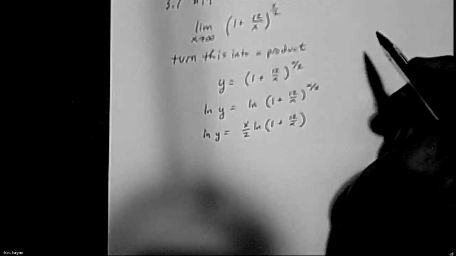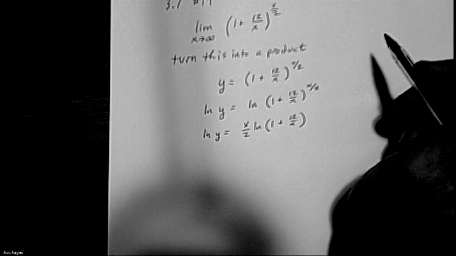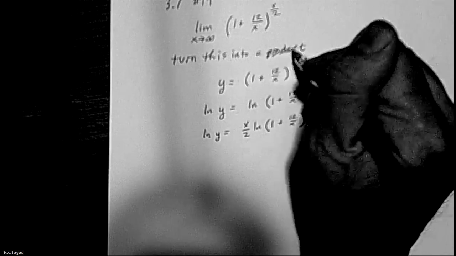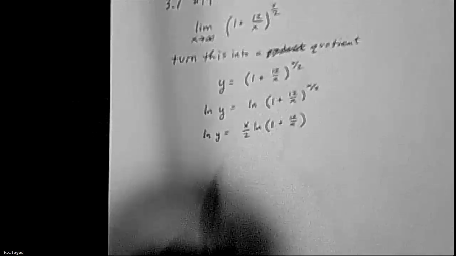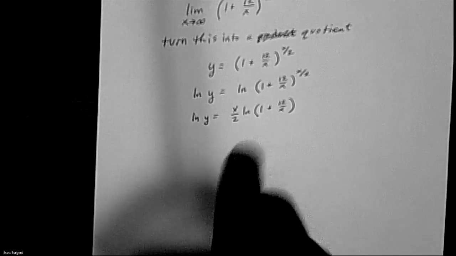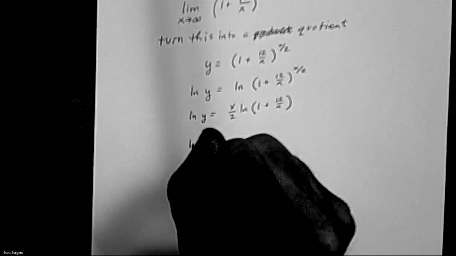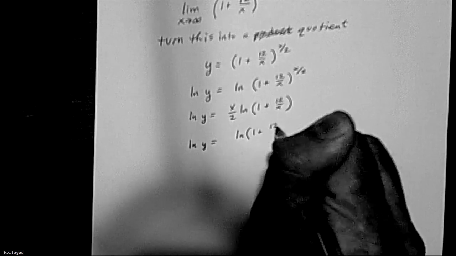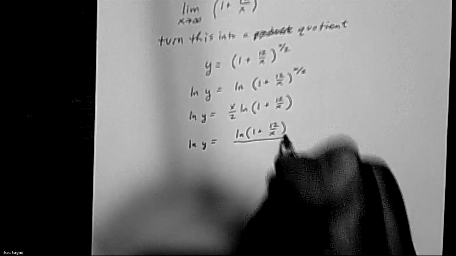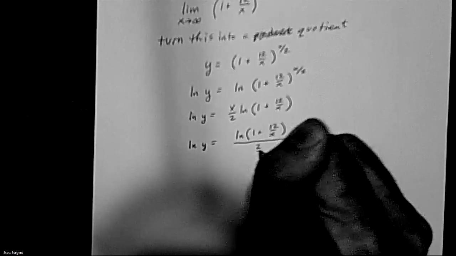Actually, you know what? I said product, and in this case, let's make it a quotient. Technically, it'll work as a product, but quotient's better. All right, so I brought the x over 2 down, but that's not quite what I want. I mean, it's technically correct. So what I'm going to do next is force it into the bottom by taking its reciprocal.